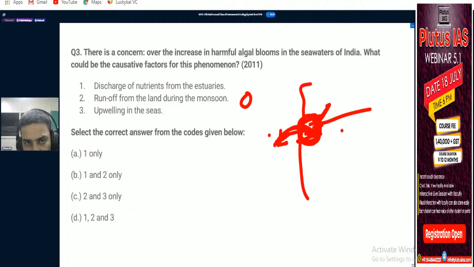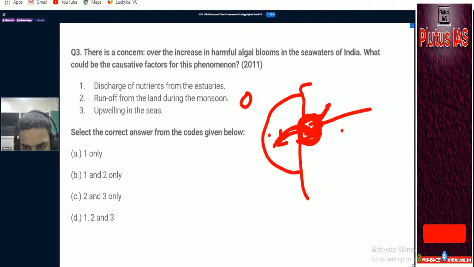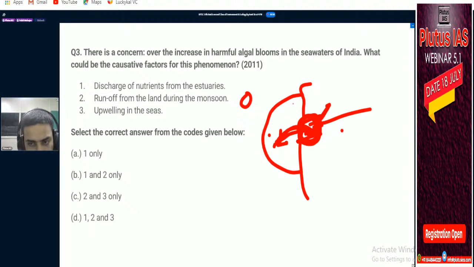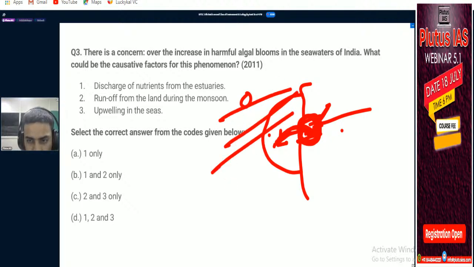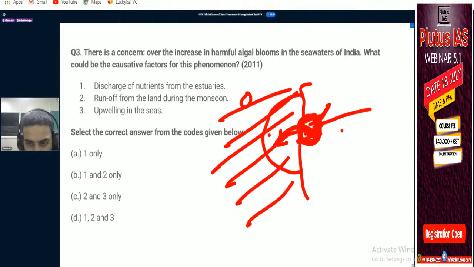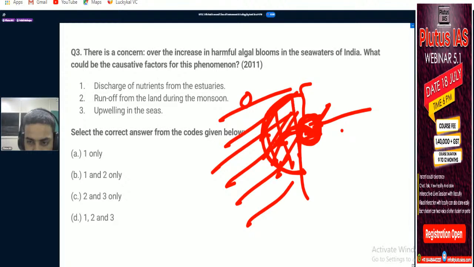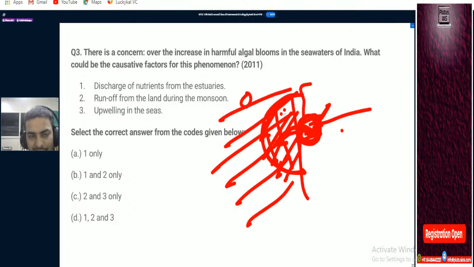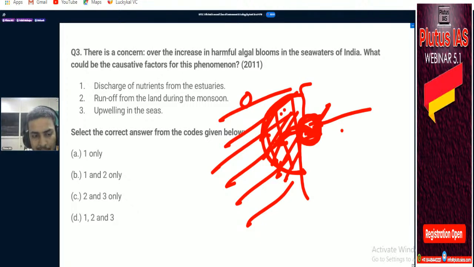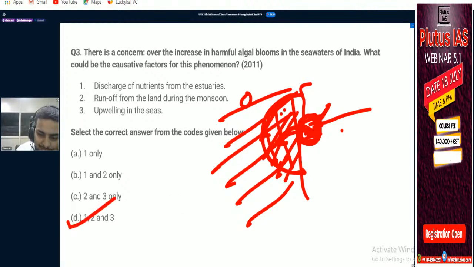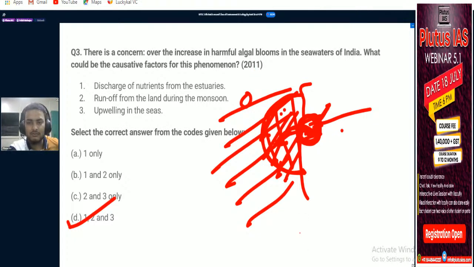Am I clear? So this will lead to algal bloom near the mouth of the river in the sea. It's all its water, right? So this region will witness algal bloom due to nutrient enrichment. Yes, sir. Answer is D then, right? Yes. It's also a question of UPSC prelims 2011. Okay.